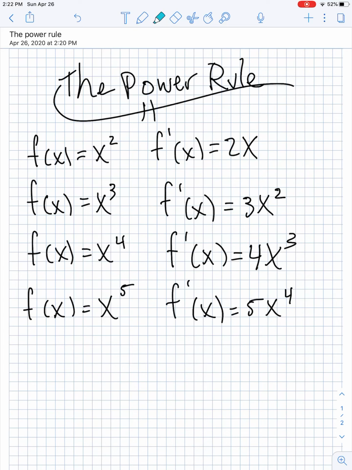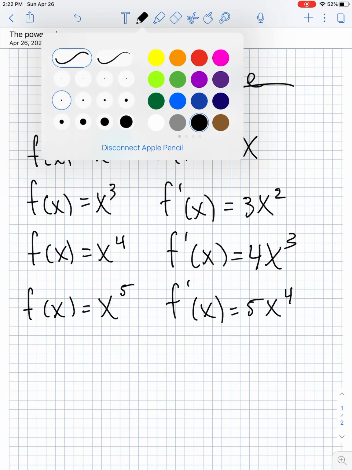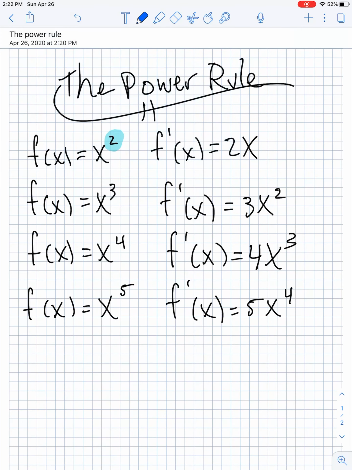Here's the pattern, if you don't see it. On this first one, it was a power of 2. What you need to picture is that the 2 is going to come out in front of the x, and then the power drops down by 1. So this is really x to the 1 power here, even though we don't write that. On the next one, if you picture that 3 coming out front, and then the power dropping down by 1, you would get 3x squared.